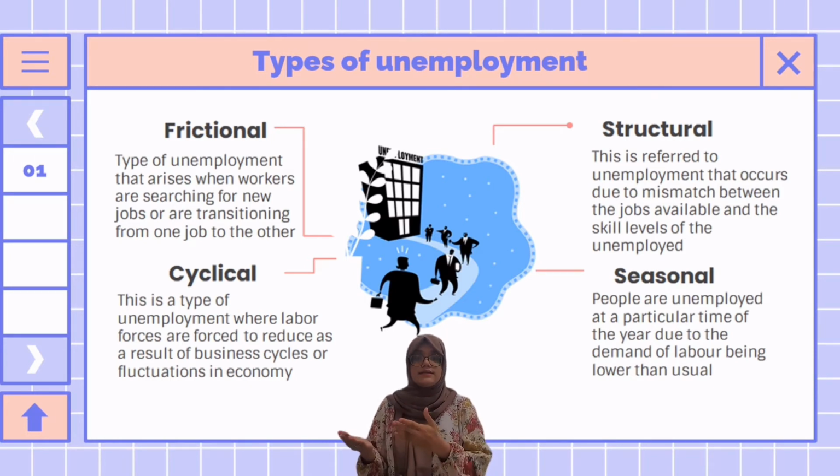And lastly, seasonal unemployment is the result of people being unemployed at a particular time of the year due to the demand for labor being lower than usual. The easiest example for seasonal unemployment is construction workers. In most countries, construction workers are laid off in the winter. Another example includes people who harvest crops. They only have their jobs during the harvest season.